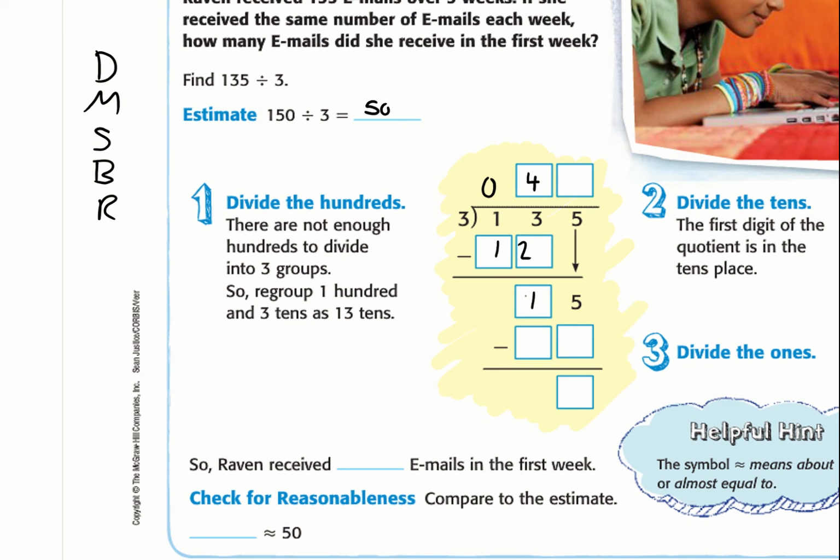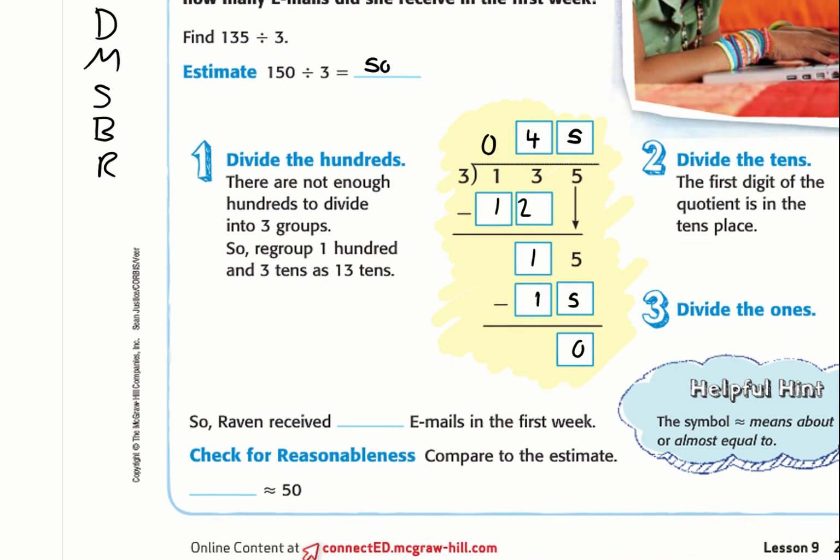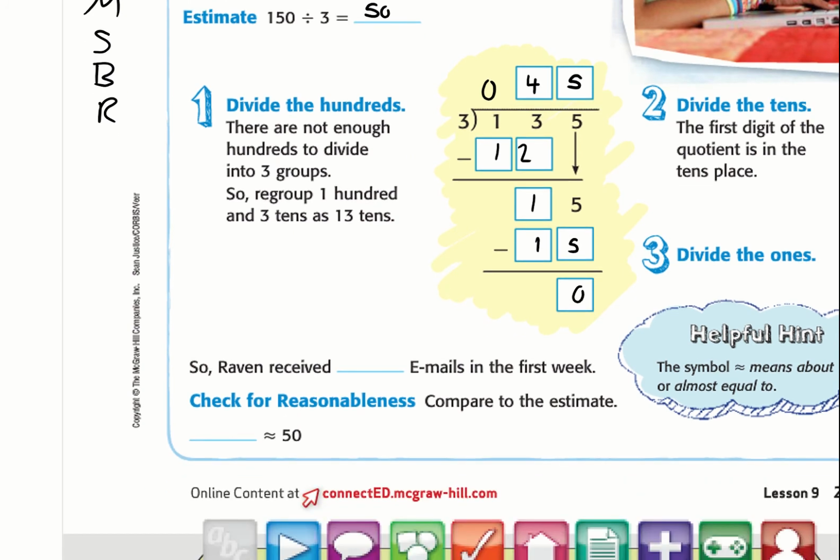So we just subtracted, so now we're going to bring down the 5. 3 goes into 15 5 times. So 5 times 3 equals 15. So 15 minus 15 equals 0. Since we can no longer bring down any more numbers, that is our remainder, which we can just leave as nothing, no remainder. So Raven received 45 emails in the first week, and 45 is close to 50.